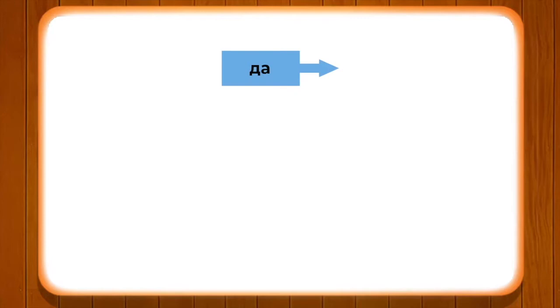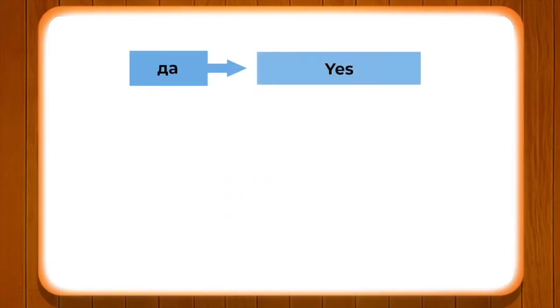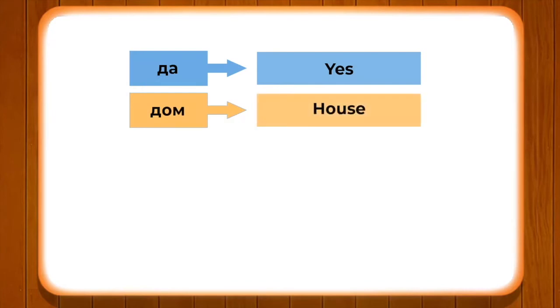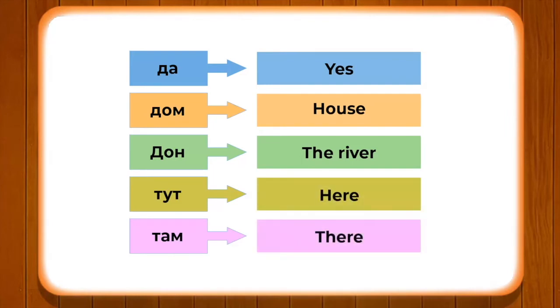So, the combination of letters in the form of a word are da, dom, don, tooth and tam. Here you can see some of the words which are very popular and often used in Russian, such as da, which means yes, dom, which means house, Don is the name of a very famous river in Russia, and tooth and tam, which means here and there.